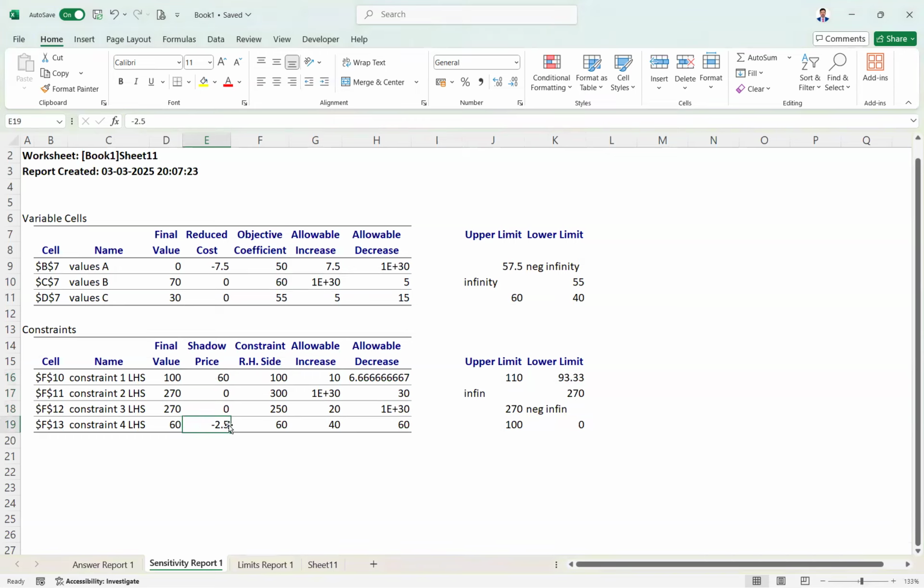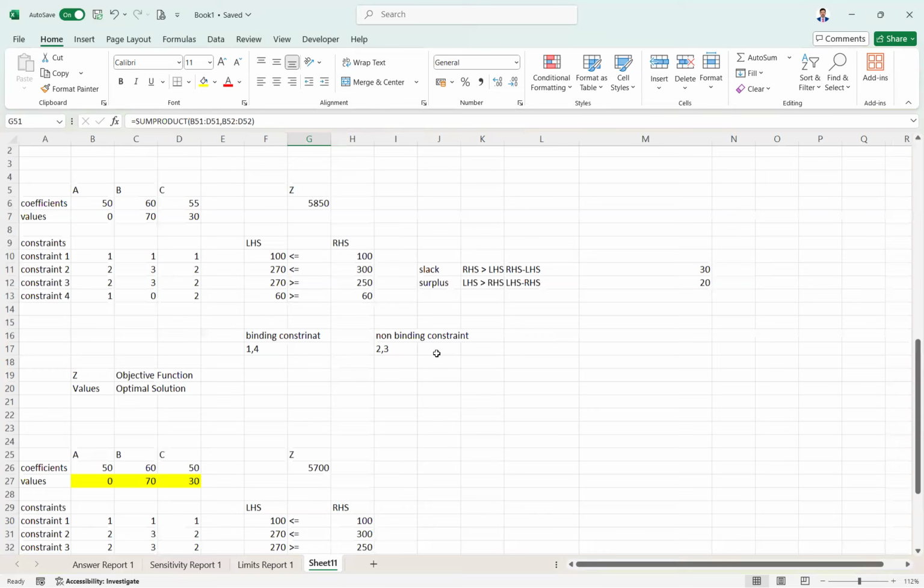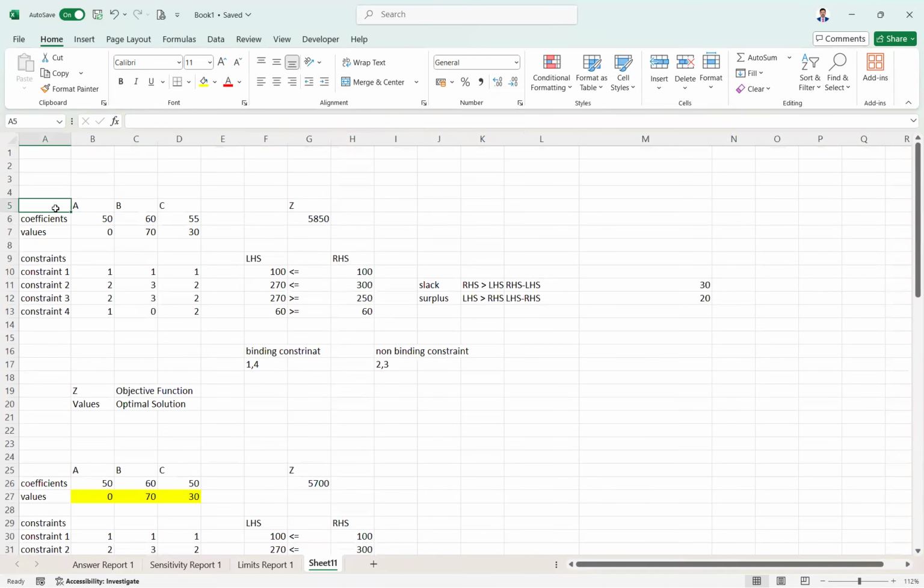Now let us do it for constraint 4. We just do one more example so that this part is also clear. Here we'll do one increase and one decrease, both. The range is 0 to 100. One we'll do within the range, one we'll do out of the range. So first things first, copy the entire model.